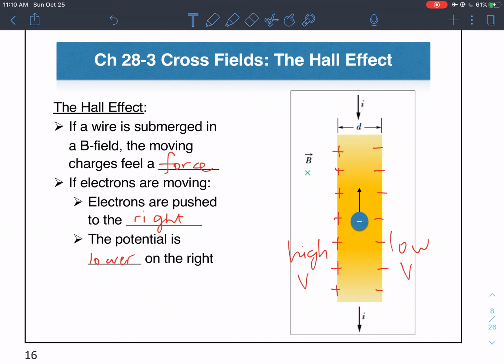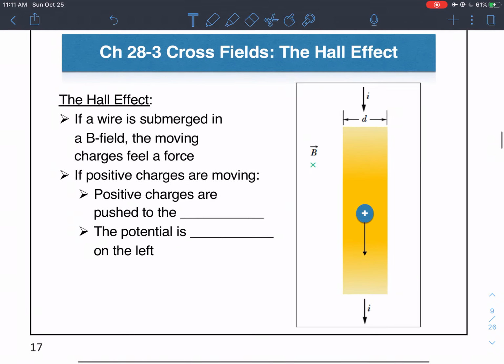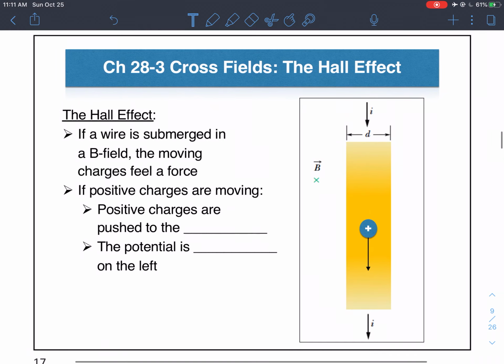Again, the current direction is not different. It's just that we were saying the negative charge carriers were going that way, and now we are saying the positive charge carriers are going that way, and we'll see how different we're going to get the answers. So again, the wire is submerged in a B field, the moving charges feel a force, but we have positive charge carriers. And let's think about this again. This time the velocity, the motion direction is downward, right?